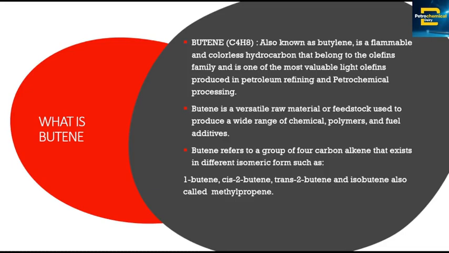So butene refers to a group of 4 carbon alkenes that exist in different isomeric forms such as 1-butene, cis-2-butene, trans-2-butene, and isobutene, also called methylpropene. Let's look at them one after the other.